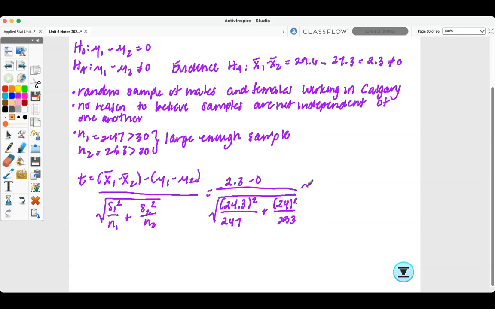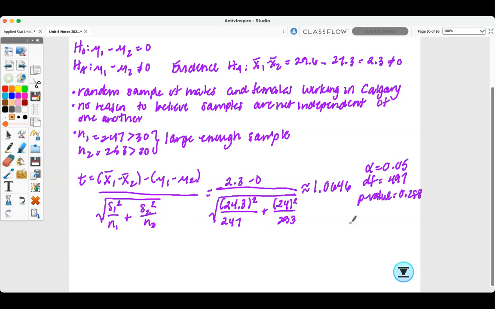And using your calculator, because we put our statistics in, you should get a t-value of 1.0646. Also, we know our alpha level is 0.05. Our degrees of freedom from our calculator are 497. Our p-value is 0.288.